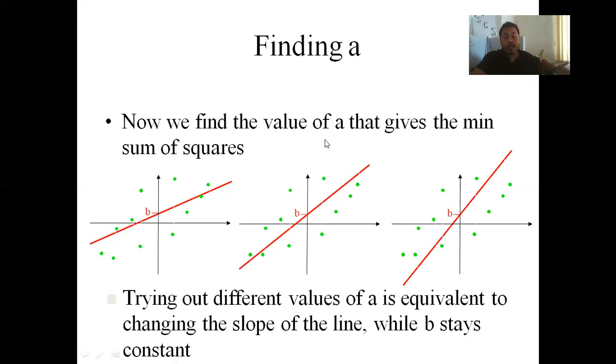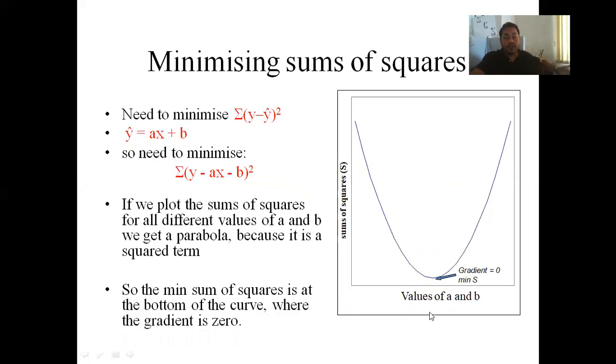Now we find a value of a that gives the minimum sum of squares. Trying out different values of a is equivalent to changing the slope of the line while b stays constant. So what are we actually doing? We are trying to minimize this. We need to minimize the sum of (y minus ax minus b) squared. Very clear from this equation. We are putting it here. The minimum sum of squares is at the bottom of the curve.